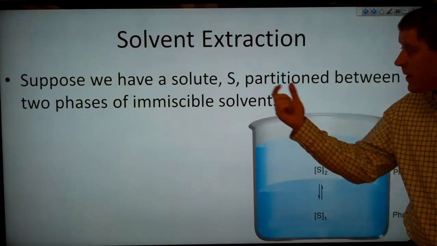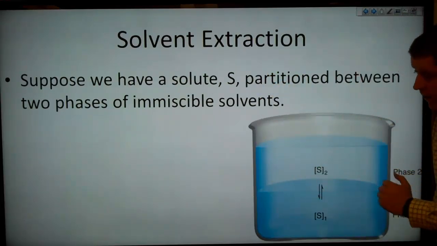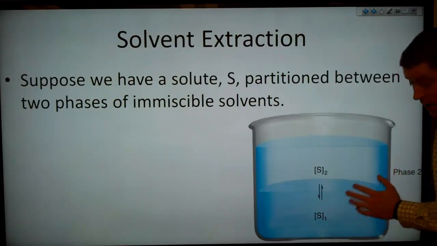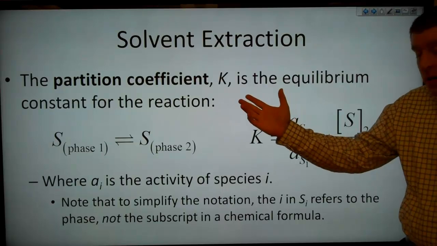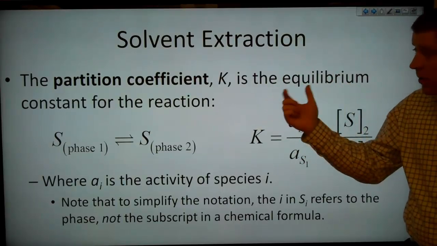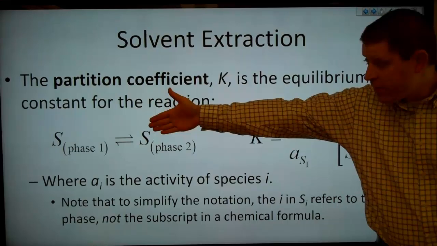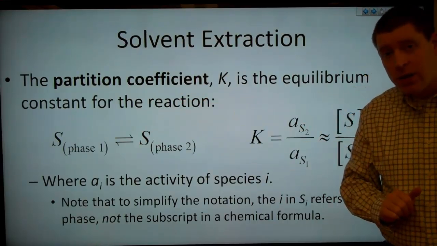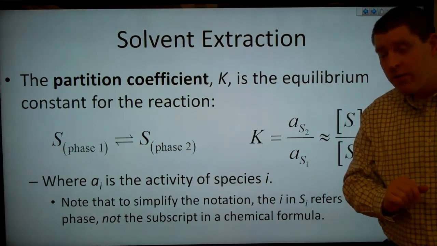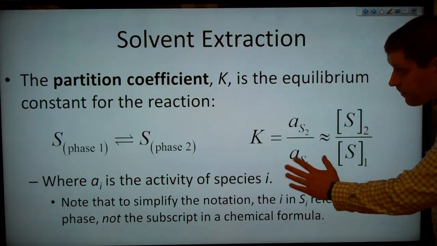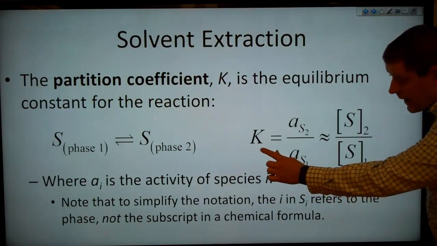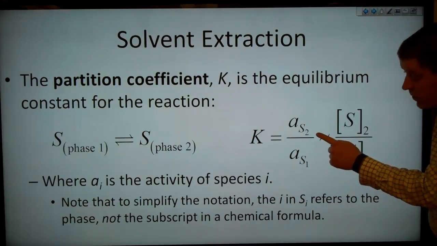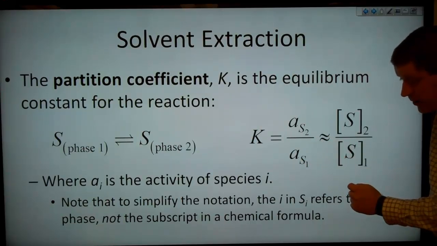Now suppose we have a solute S partitioned between two phases of immiscible solvents. We've got our S, some down here and some up there, and they're at equilibrium. The partition coefficient K is the equilibrium constant for the reaction where our solute in phase 1 transitions to our solute in phase 2, so it's crossing that phase boundary. Our partition coefficient K is equal to the activity of our solute in phase 2 divided by the activity of our solute in phase 1.